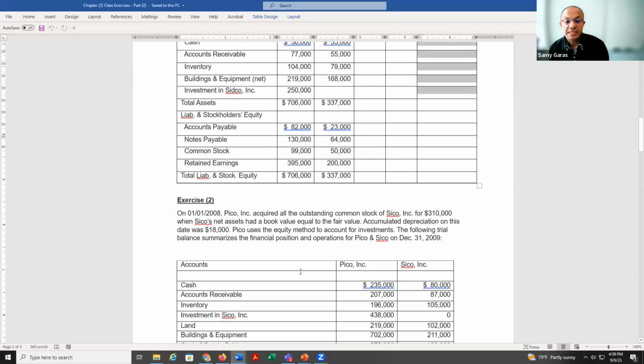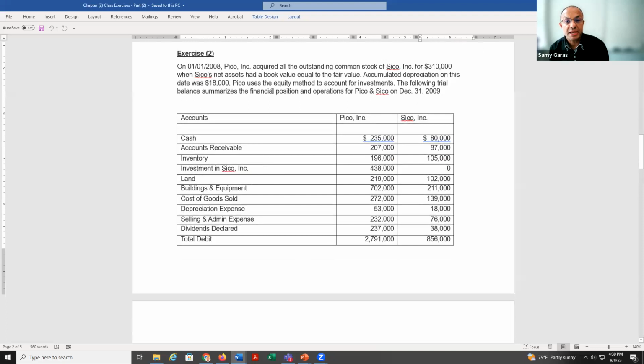So in the second exercise, the parent company, again, is acquiring all the assets. It means 100%. And they use equity method, okay? And the book value is equal to the fair value. So here you go. This means there is no goodwill, no bargain purchase, and we use the equity method. And here you can see this is not a balance sheet as in the previous example. This is a trial balance.